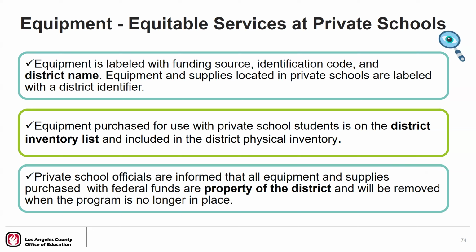We've also included requirements that apply to any equipment that is being used for the district program that is providing equitable services for eligible students at private schools. The inventory of any equipment in use at the private schools for the district program is maintained on the district inventory tracking system, and the tracking labels include the district name. Additionally, remember the equipment and supplies purchased with federal funds for equitable services belong to the district, not to the private school.